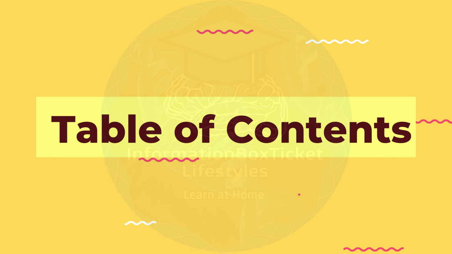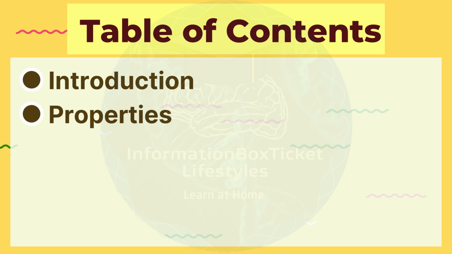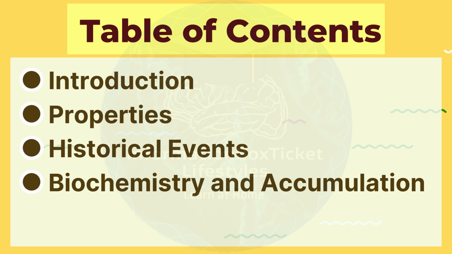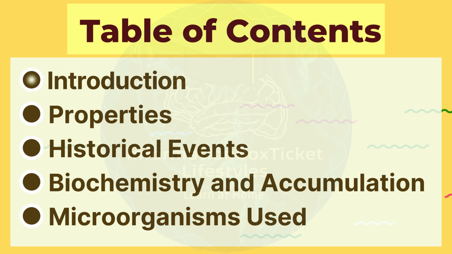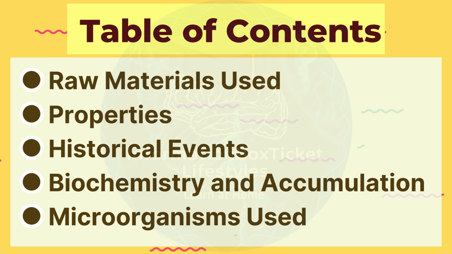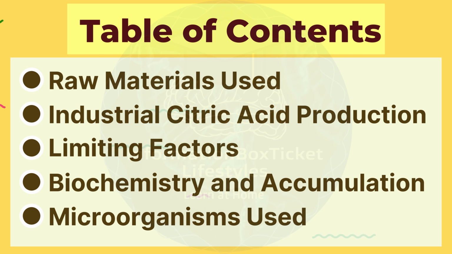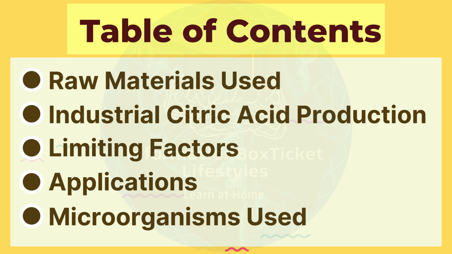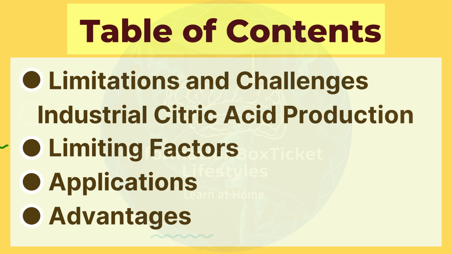Table of contents. Introduction. Properties of citric acid. Historical events. Citric acid biochemistry and accumulation. Microorganisms used in CA production. Raw materials used in citric acid fermentation. Industrial citric acid production approach. Limiting factors during citric acid production. Applications of citric acid. Advantages of microbial citric acid production. Limitations and challenges. Conclusion.